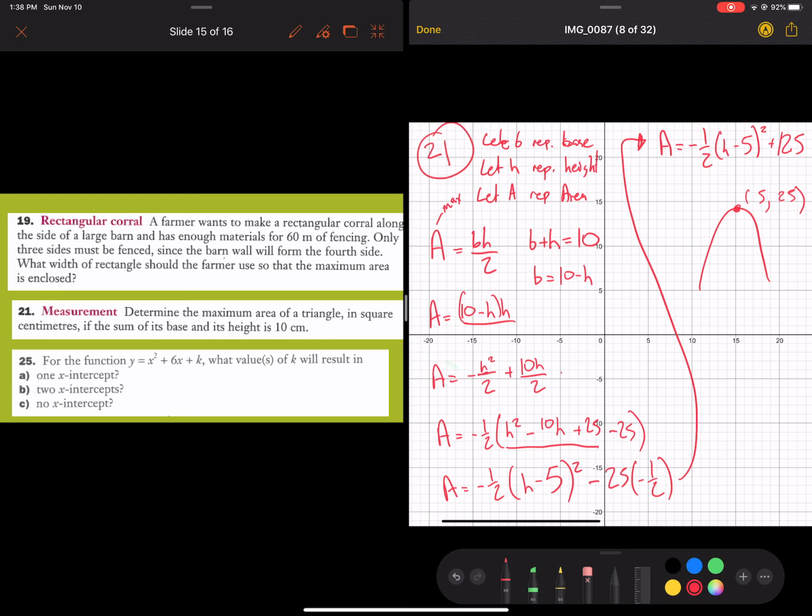And that's pretty much it. So what does that mean? That means determine the maximum area. Oops, did I say 25? I meant 12.5. The maximum area of a triangle when the base and height add to 10 is 12.5 centimeters squared. And that's it. That's 21.